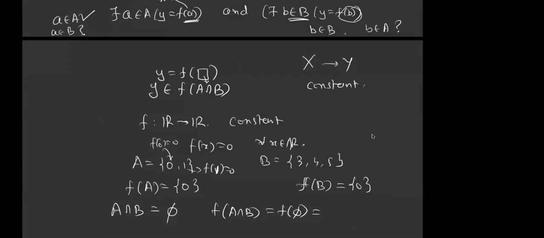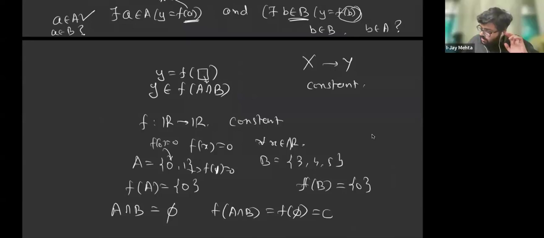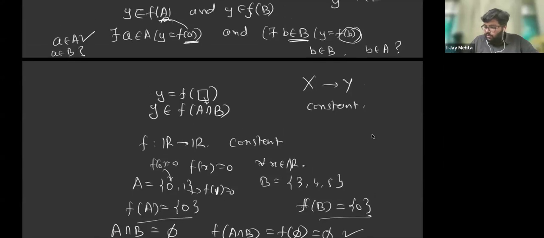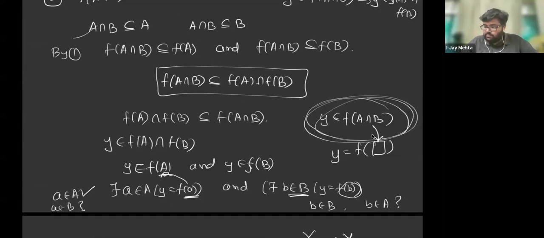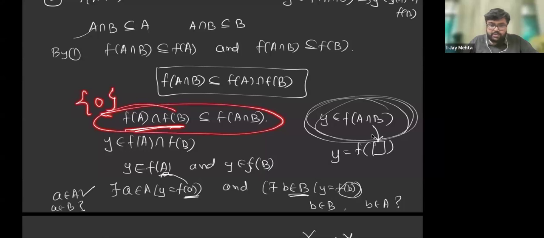Sir, empty. Yeah, good. It's the empty set, right? So f of A intersection B is the empty set. f of A intersection f of B is 0. So do you think this is true? You found an example, right? Here f of A is 0, f of B is also 0, and this is an empty set. How many of you understand this? Question is there. Discuss.